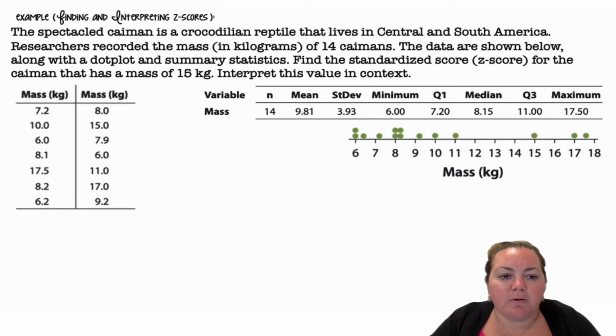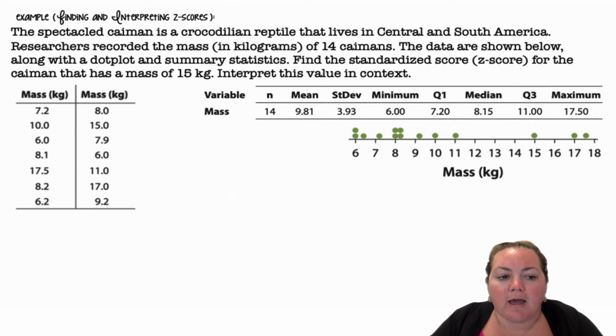All right, another example, finding and interpreting z-scores. The speckled caiman is a crocodilian reptile that lives in Central and South America. Researchers recorded the mass in kilograms of 14 caiman. The data are shown below, along with a dot plot and summary statistics. Find the standardized score, or z-score, for the caiman that has a mass of 15 kilograms. Interpret this value in context.